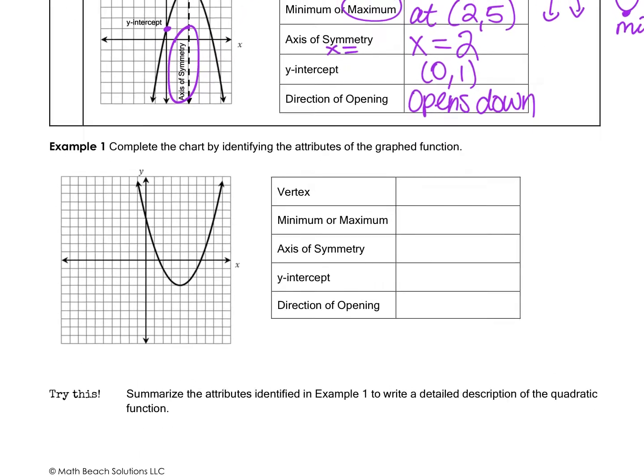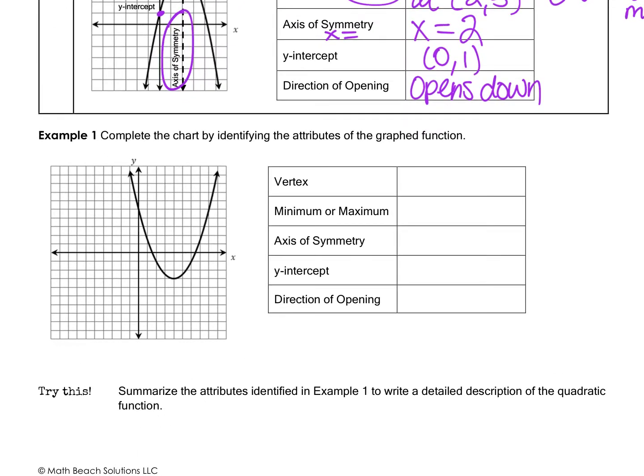So example 1, we're going to complete the chart identifying the attributes of the graphed function. First thing, we're going to find the vertex. 1, 2, 3, 4, 1, 2. So your vertex would be 4, negative 3. Notice your vertex is at the bottom of the parabola, so that's a minimum. And it is at that vertex point.